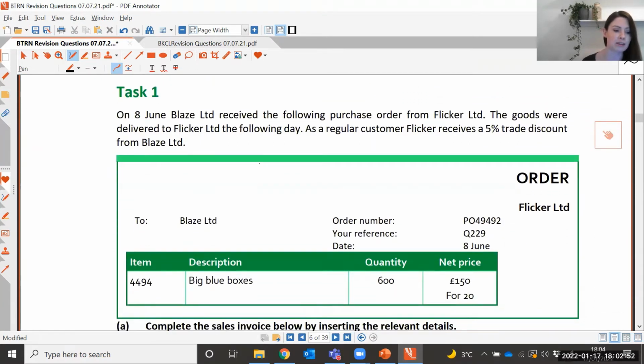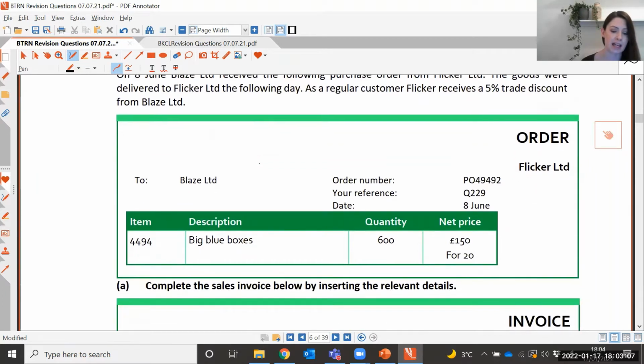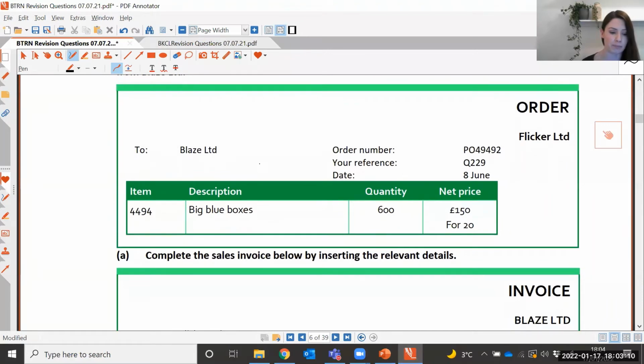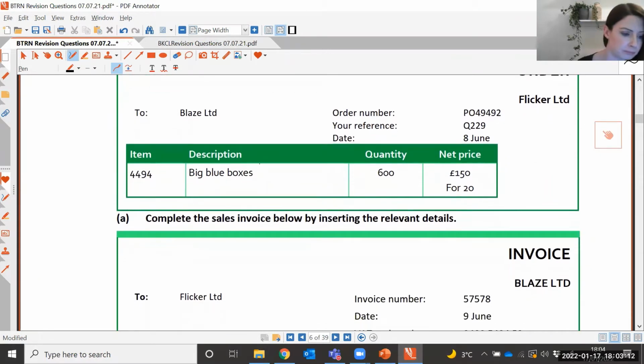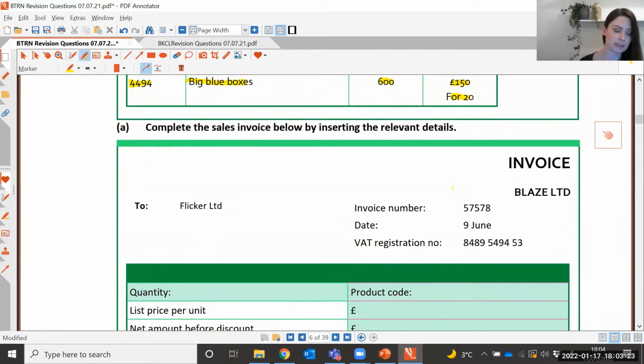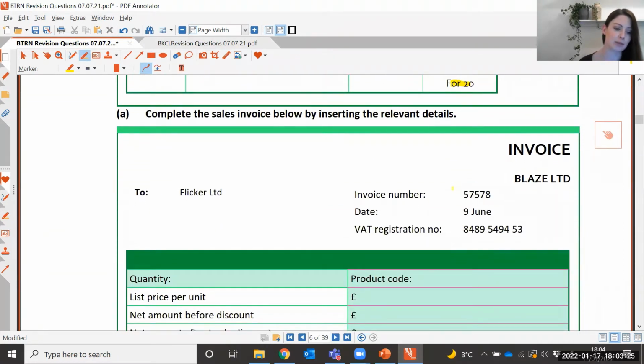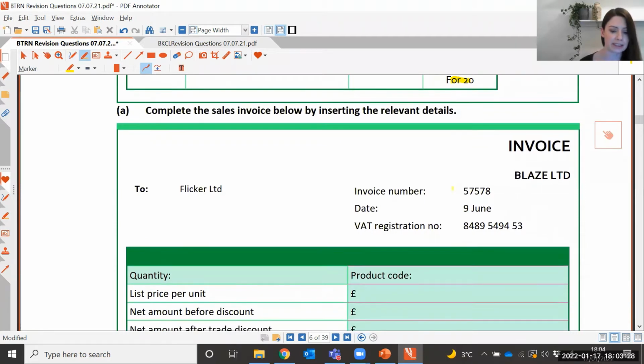So it says here, on the 8th of June, Blaze Limited received the following purchase order from Flickr Limited. The goods were delivered to Flickr Limited the following day. As a regular customer, Flickr receives a 5% trade discount from Blaze Limited. And here you can see that we've got a sales order. So it's got the item, it's got a description of the goods, we've got the quantity, and then we've got the net price. Then task A, it says complete the sales invoice below by inserting the relevant details.